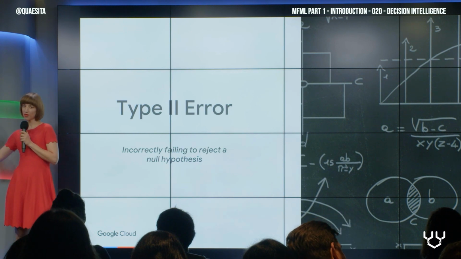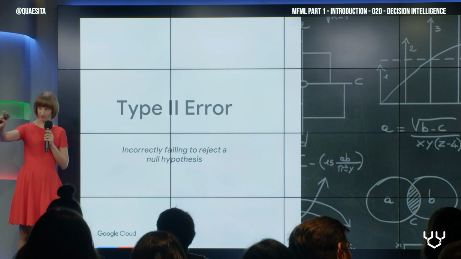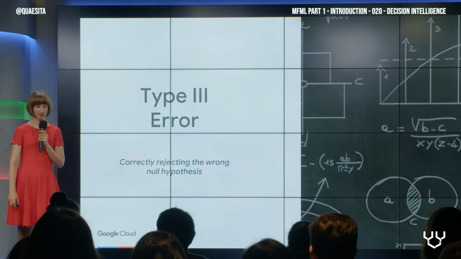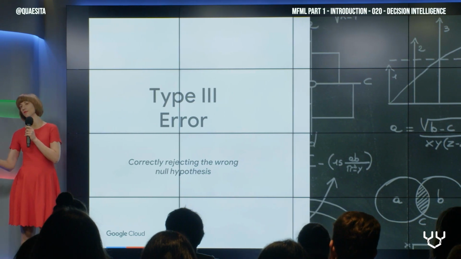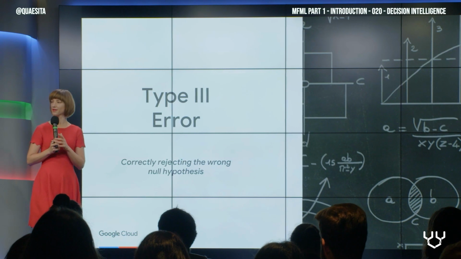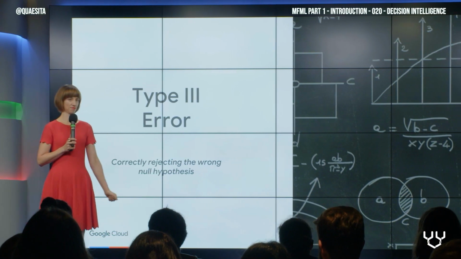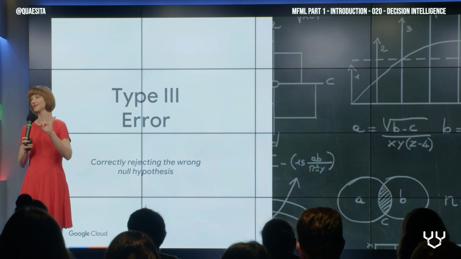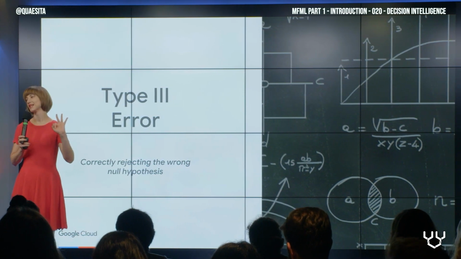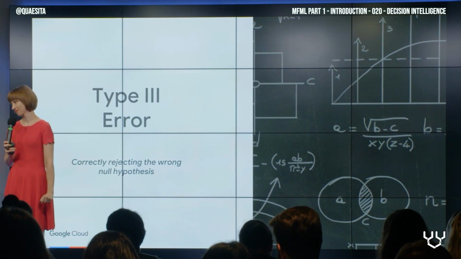What is type 3 error? Statisticians? Correctly rejecting the wrong null hypothesis. Let me say that a different way. Using all the right math to answer the wrong question. Type 3 error is the one that really plagues data science today.